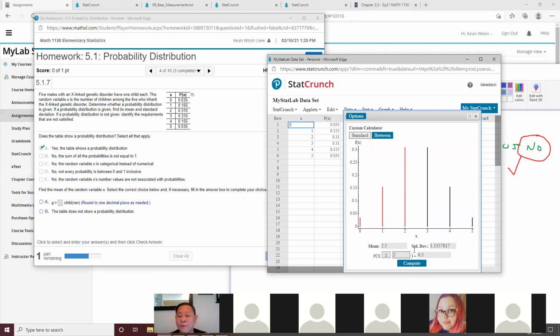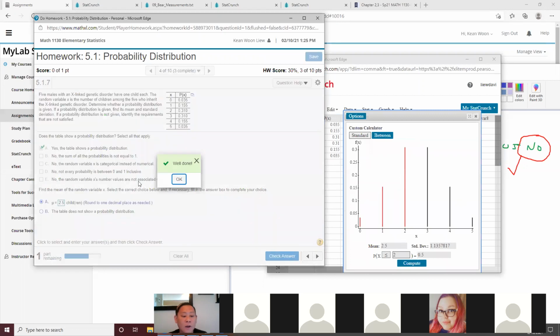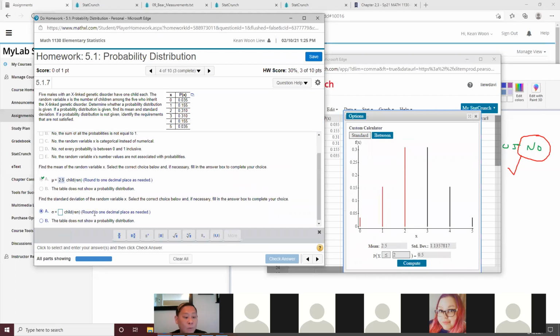Again, you don't need to look for everything. You just look at this. Your mean in this case is 2.5. And your standard deviation is this one, 1 point something, in 1 decimal. So 1 decimal is 1.1.